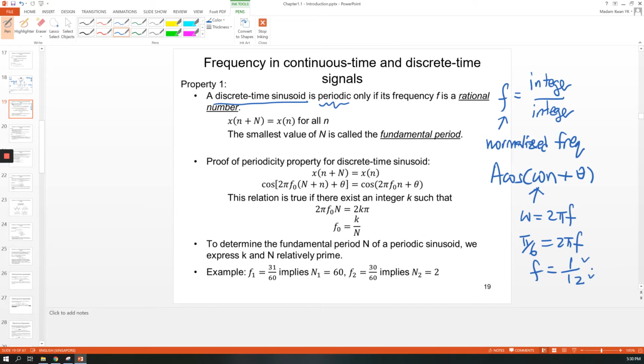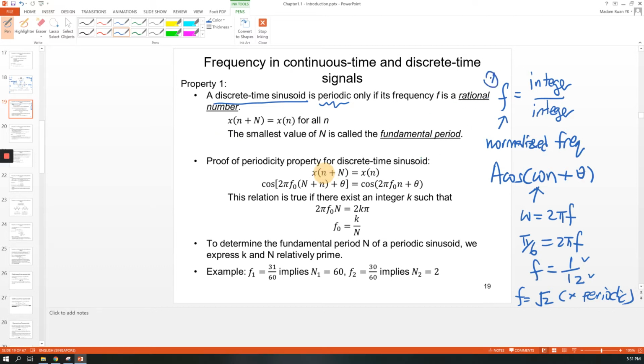Now the question: can we have an f that is not a rational number? It seems like everything can be a rational number; 0.5 you can make into 1 over 2, and so on. But there are times you might see f is the square root of 2. In this case you couldn't make it an integer divided by another integer. So if f equals square root of 2, the discrete time sinusoid would not be periodic. That is how we determine whether the signal is periodic or not.